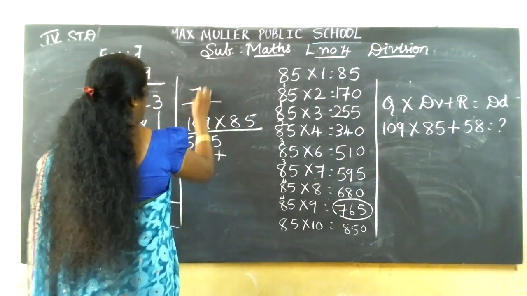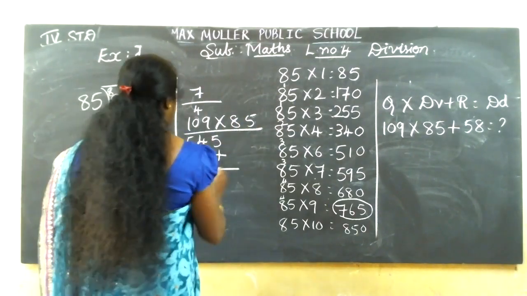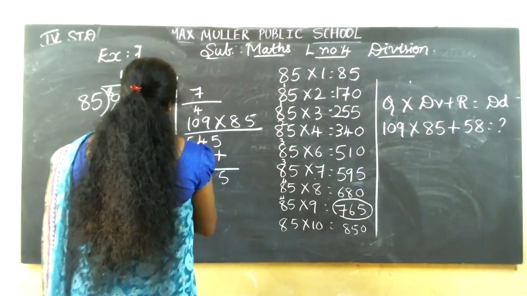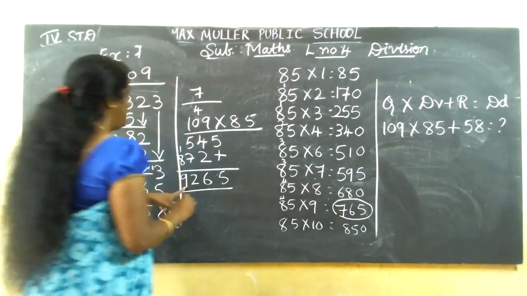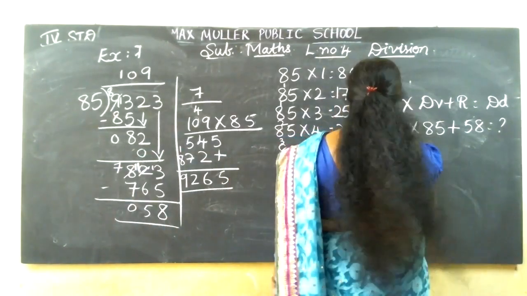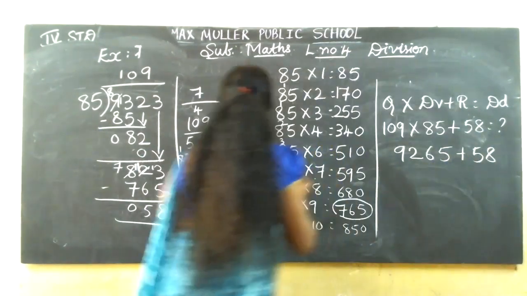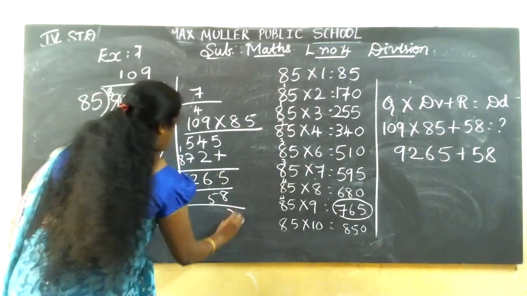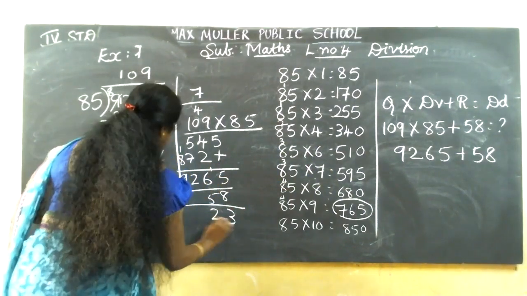2. This 7 I'll bring down. 8 ones are 8. 5. 4, 5, 6. 7, 8, 9, 10, 11, 12. 1 carry. 9. So here I got 9265 plus 58. So here I'll do 58 plus 58. 8, 9, 10, 11, 12, 13. 1 carry. 7, 8, 9, 10, 11, 12.